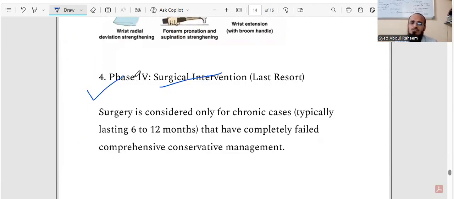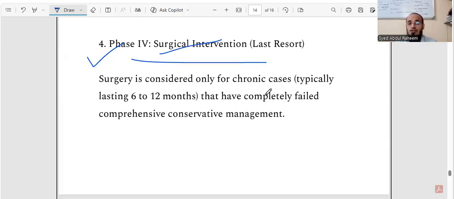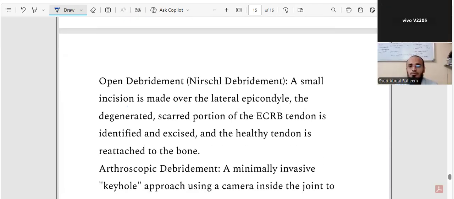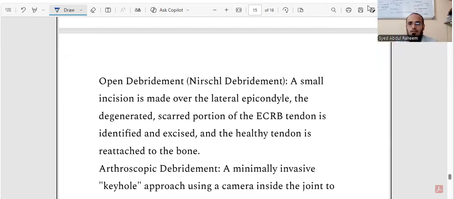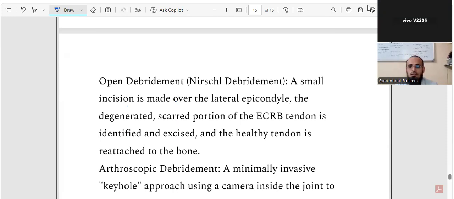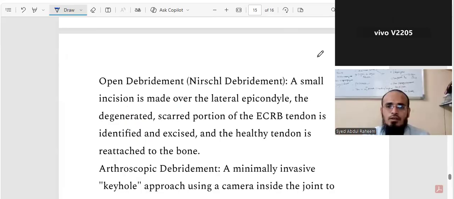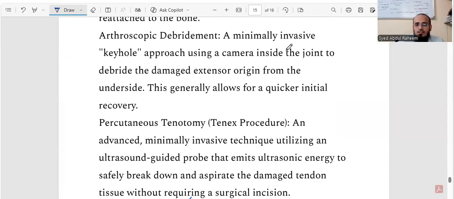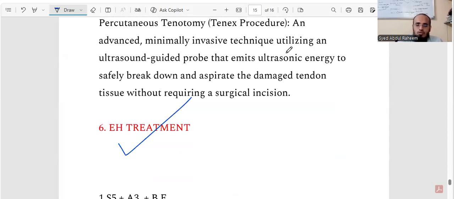The next and last phase is surgical intervention. If it is not cured in 6 to 12 months and whatever treatment was given has completely failed, they will do surgery according to their protocol.